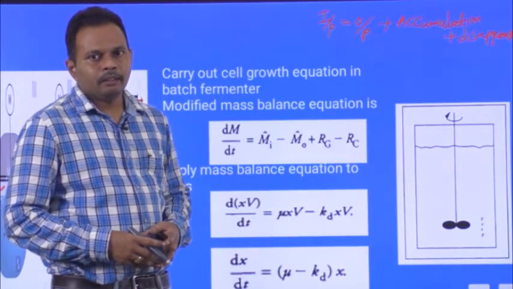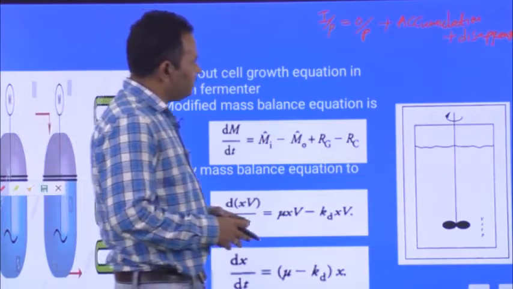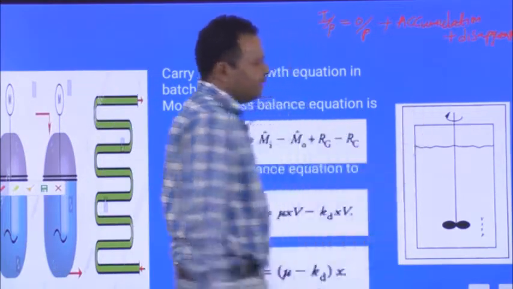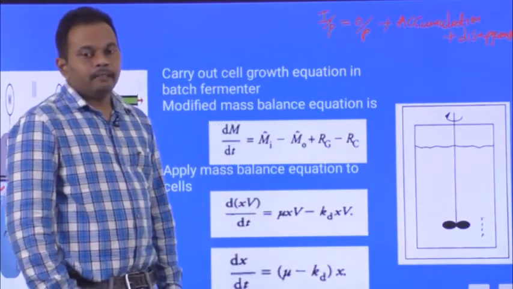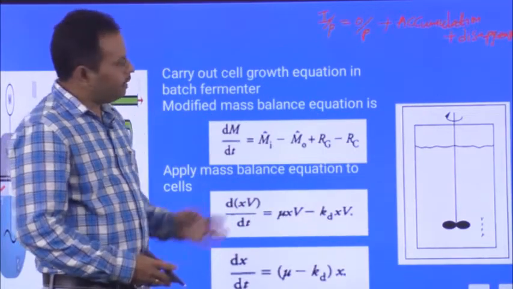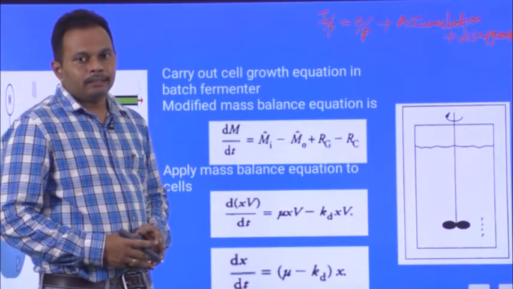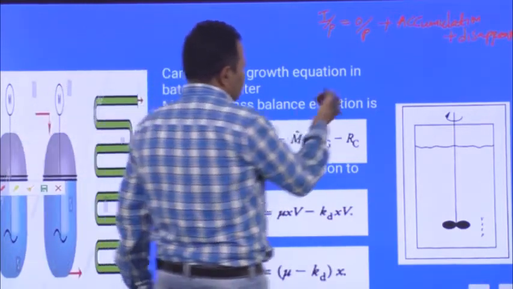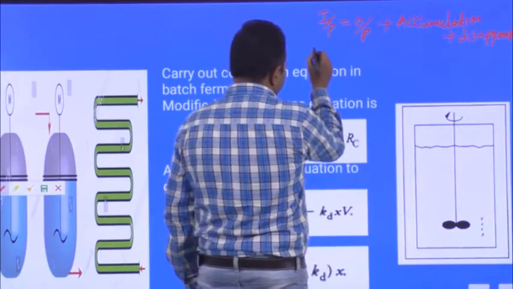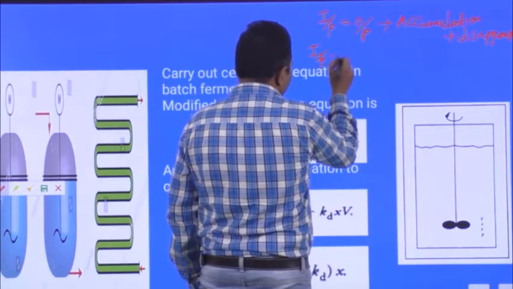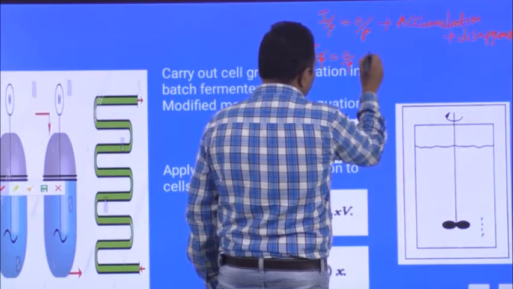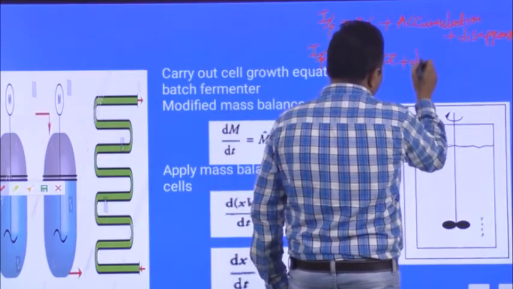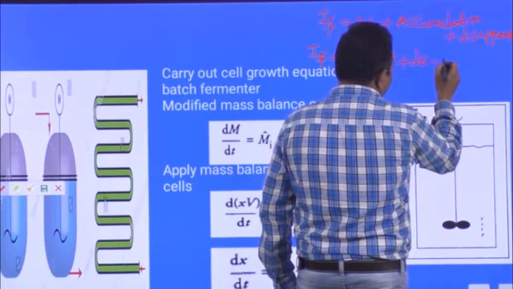On which side can you add the generation term? On the right hand side, you can add the generation term with a negative symbol, or if you want to add it to the left hand side, we need to add the generation term with a positive symbol. So now this equation becomes: input is equal to output plus accumulation plus disappearance minus generation.